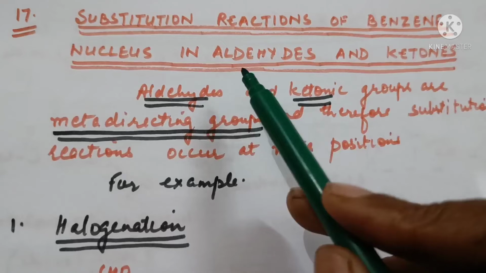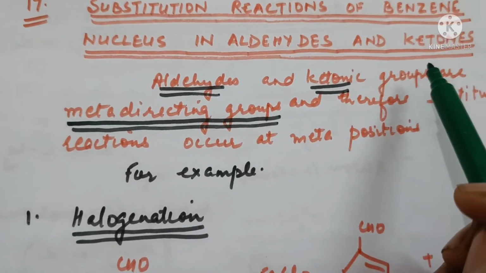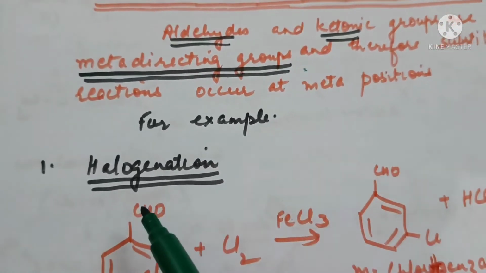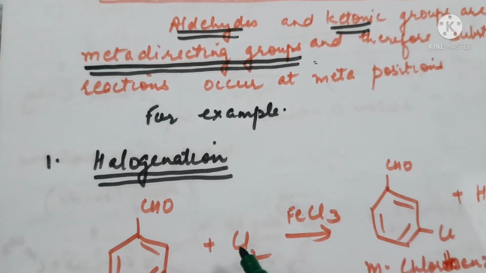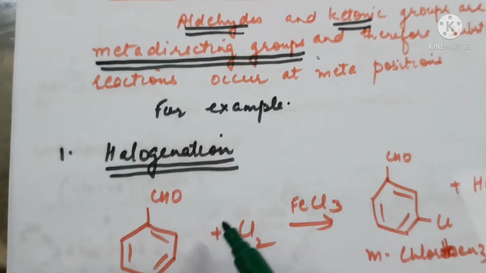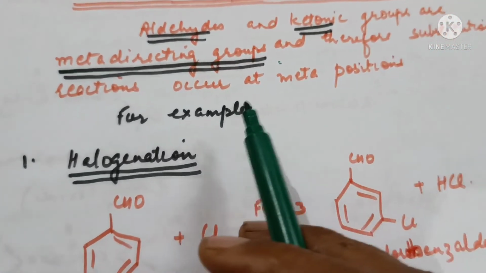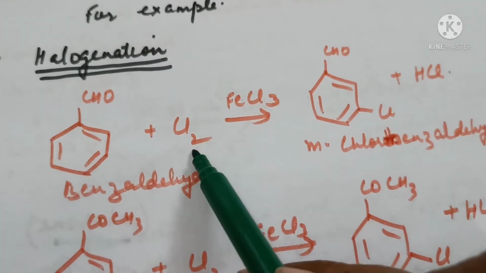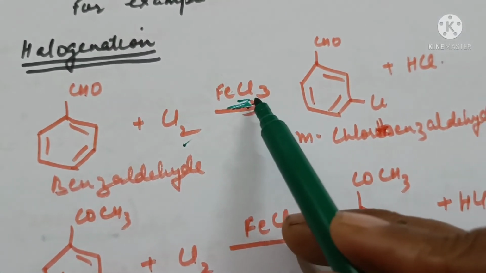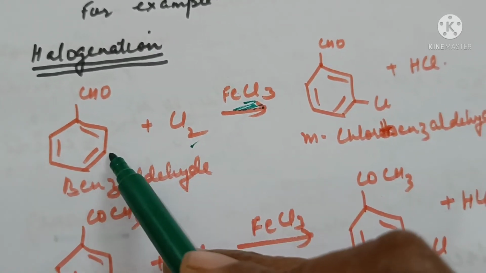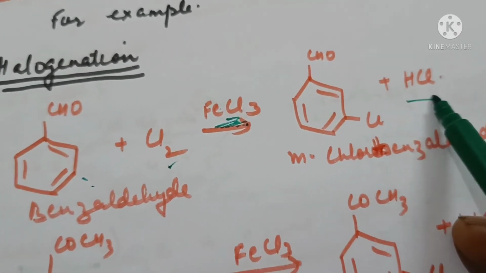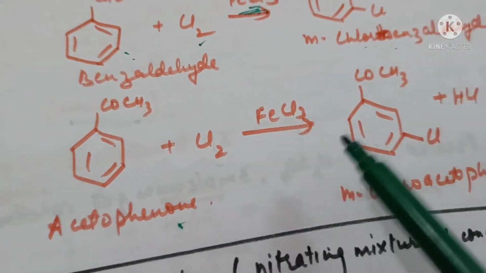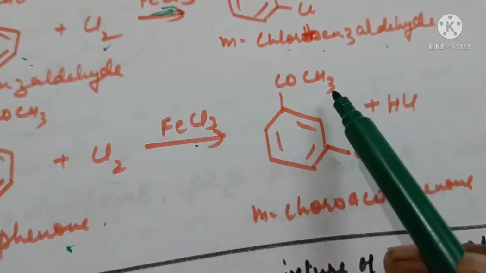Substitution reactions of the benzene nucleus in aldehydes and ketones. Now, aldehydic and ketonic groups are meta-directing groups. They direct the electrophile to the meta position. So, substitution will occur at the meta position. Halogenation: when reacted with chlorine in the presence of ferric chloride, chlorine gets attached at the meta position and HCl is formed. So, metachlorobenzaldehyde.